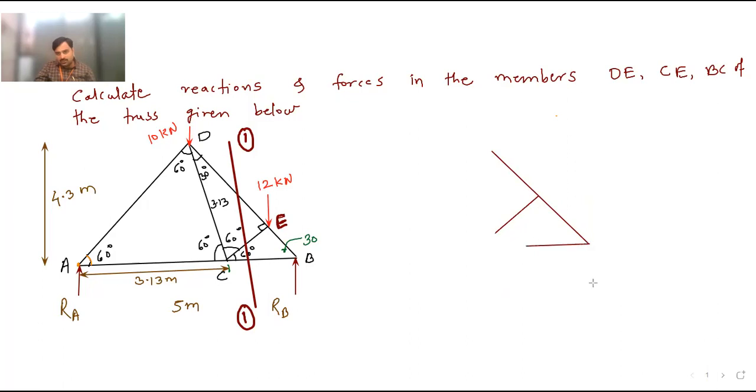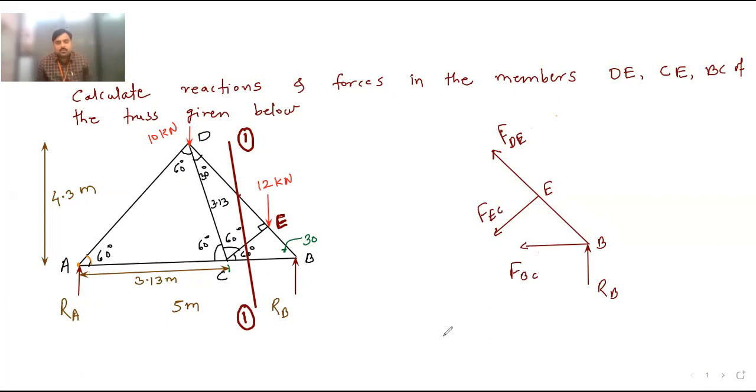And here is the reaction RB. So in short, this is RB. This is my point B. This is point E. Okay. So this member is cut over here. So we will assume it tensile, and this is force in member DE. Then here this member is cut over here. This is FEC, force in member CE or EC, and this is BC. This is force in member BC.